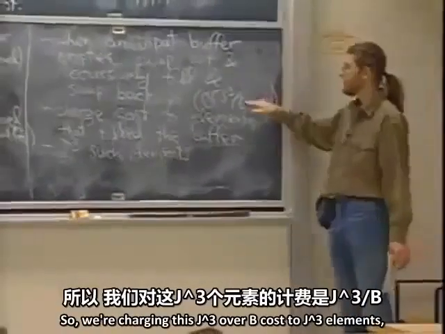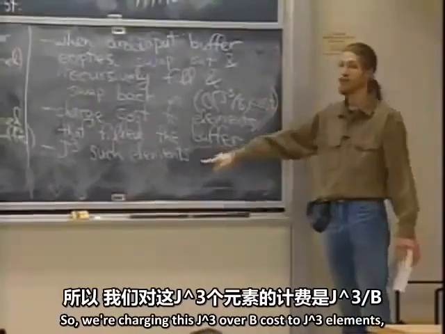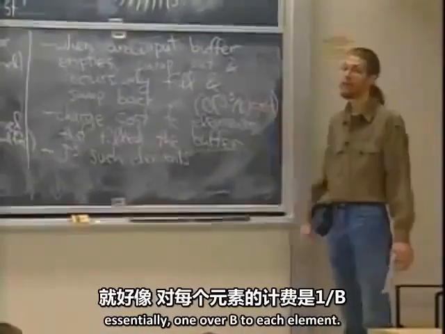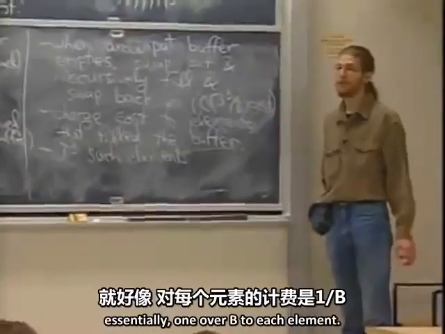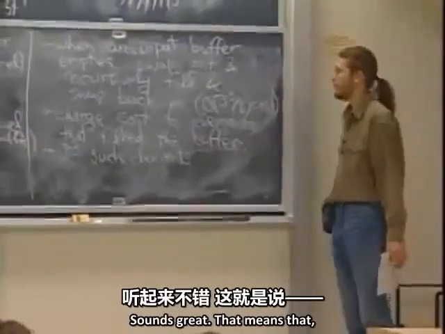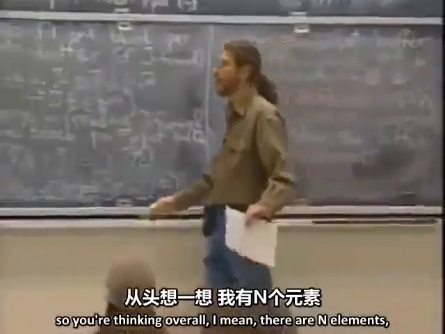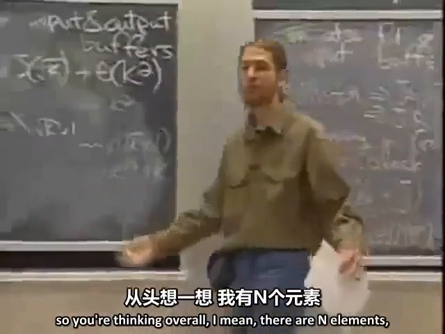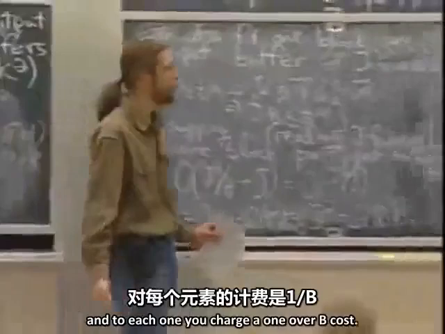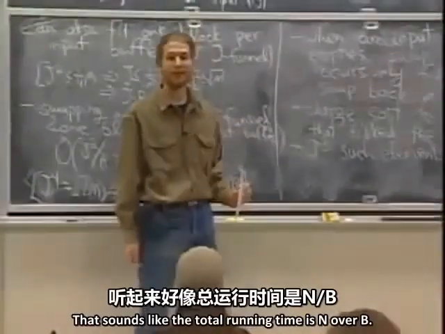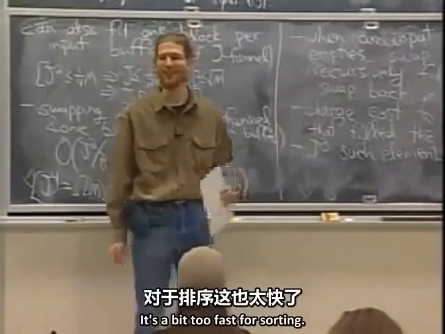So we're charging this j cubed over B cost to j cubed elements, which sounds like you're charging essentially 1 over B to each element. Sounds great. That means, you look at, there are N elements, and to each one you charge a 1 over B cost. That sounds like the total running time is N over B. A bit too fast for sorting.